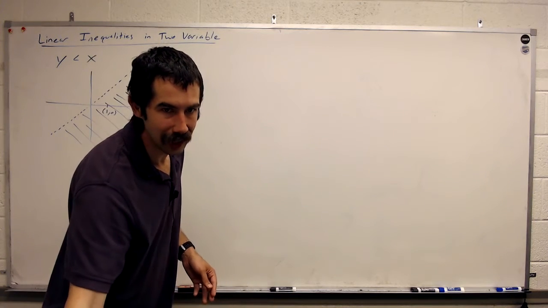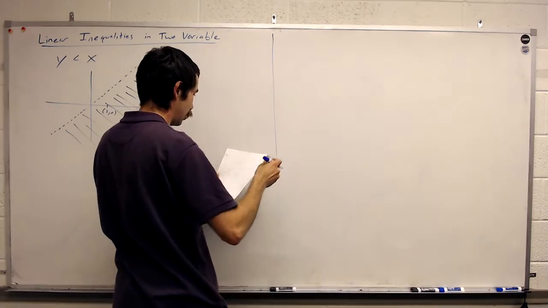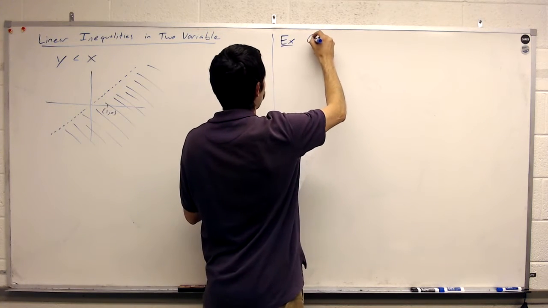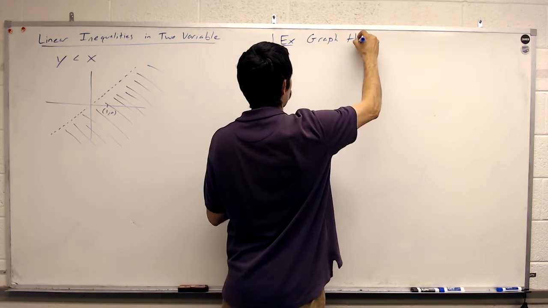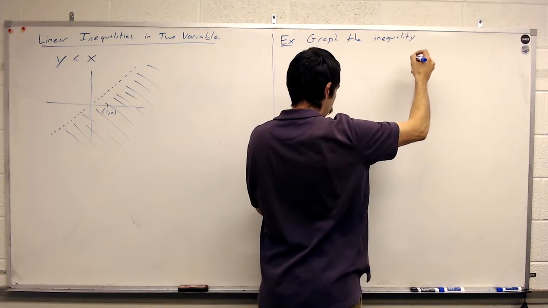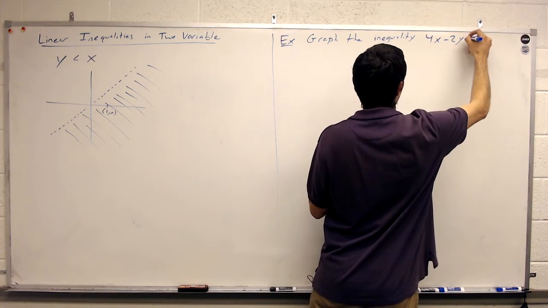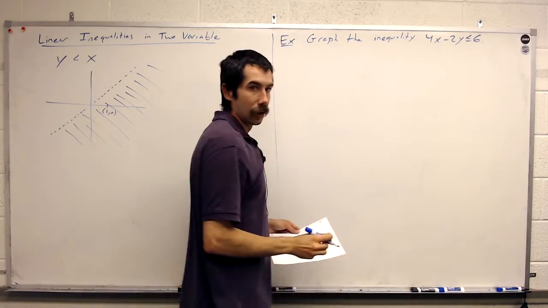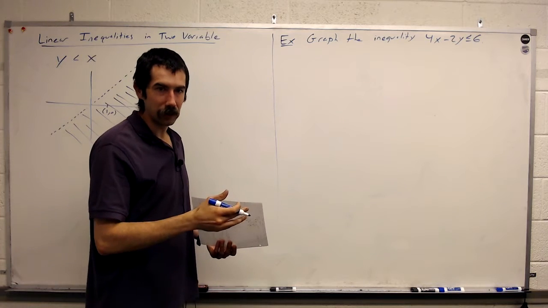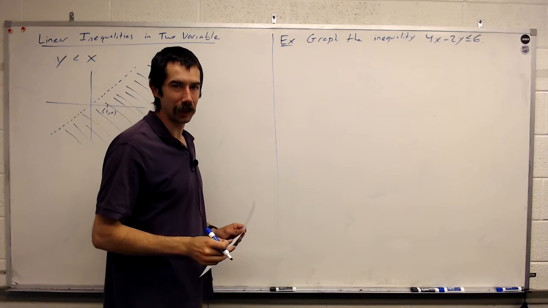All right, so let's take a look at an example. Graph the inequality 4x minus 2y is less than or equal to 6. All right, so try this on your own. Use the same techniques as before, and then pause the video, try it on your own, and then come back. So welcome back. I hope you enjoyed trying the problem.